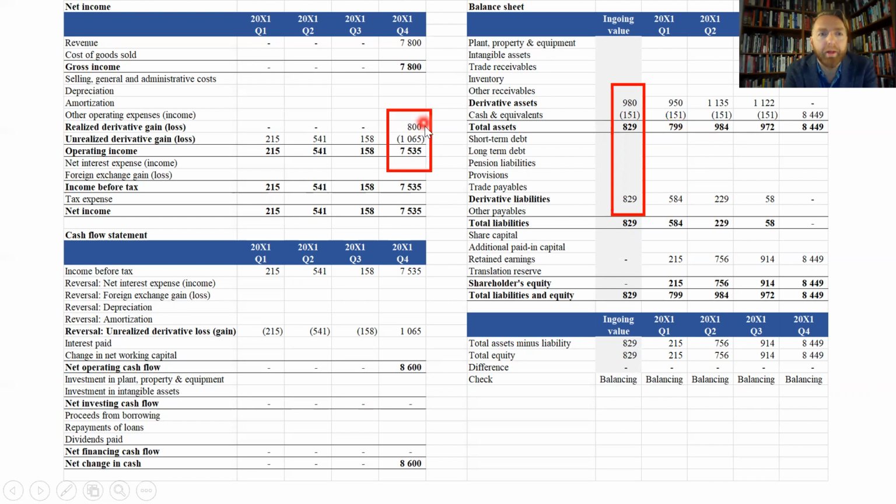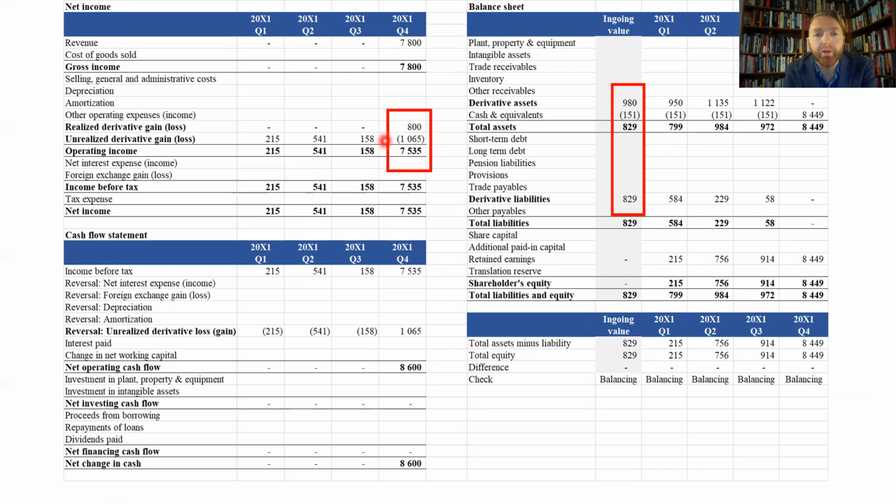Also, we are modeling the payoff here. We are reversing any unrealized gain and loss when the contract matures, as always. Instead, entering a realized derivative gain and loss according to the previously calculated payoffs on these different positions, right?